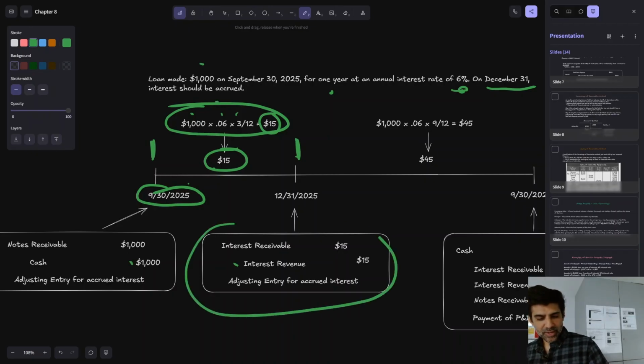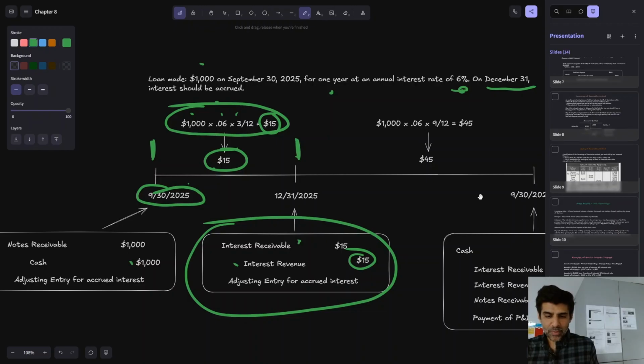We then do our adjusting entry. Interest receivable, because the payment is only once a year. It's going to happen after a year, but until then we're going to have this receivable, and we're going to record this revenue. That's the whole point of the adjusting entry, to make sure that $15 of this revenue is included in my income statement.